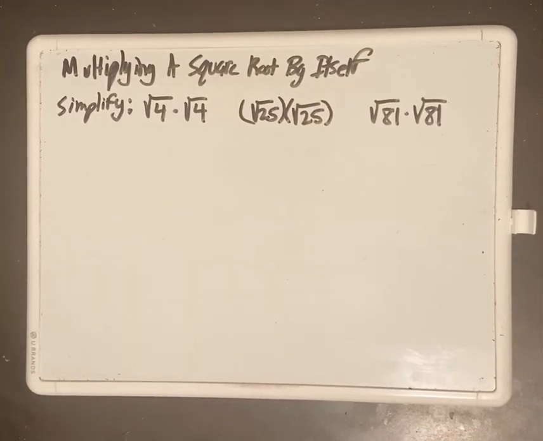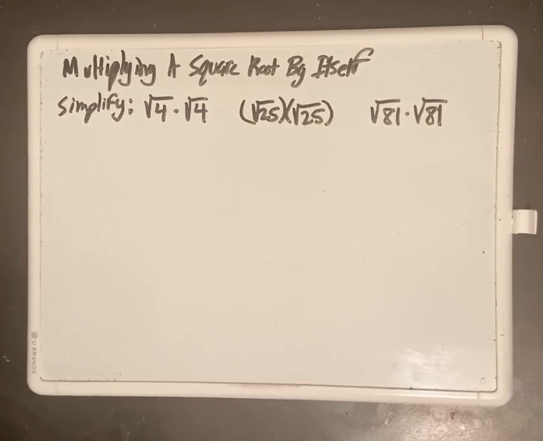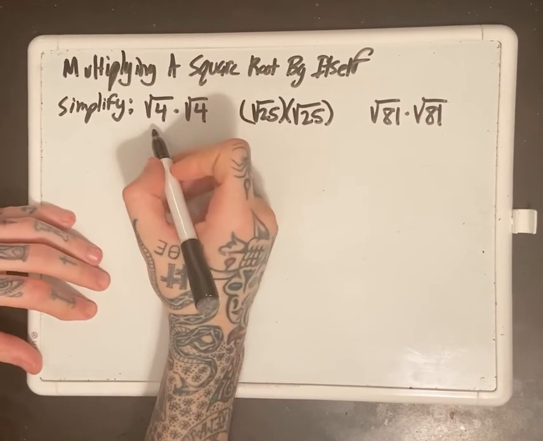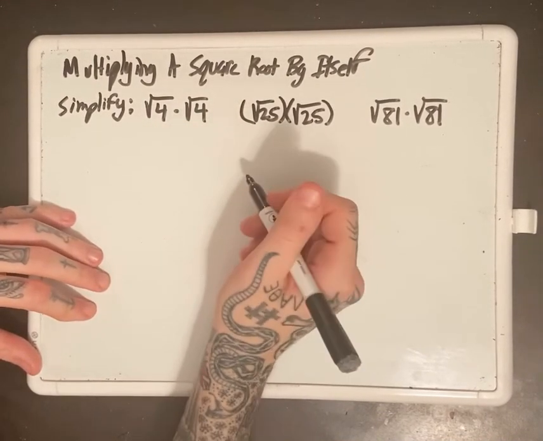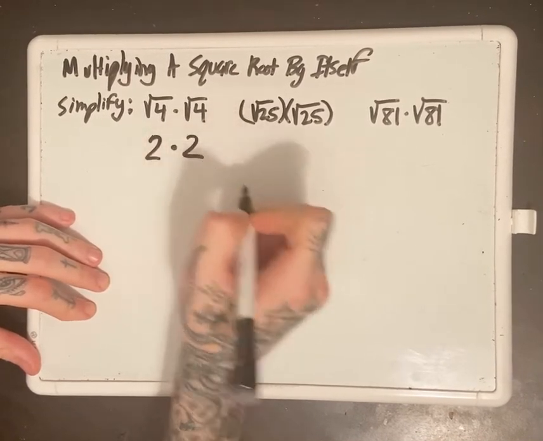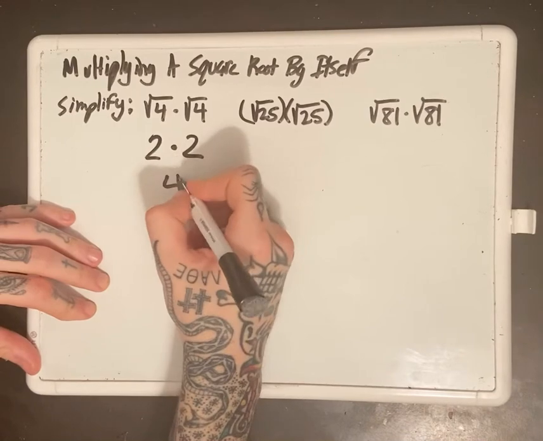All right, welcome to the lesson for multiplying a square root by itself. So we're going to start by looking at some simplification examples. We're asked to simplify square root of 4 times square root of 4. Square root of 4 is 2, and then 2 times 2 is 4.